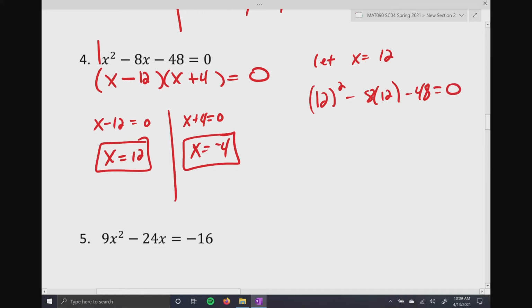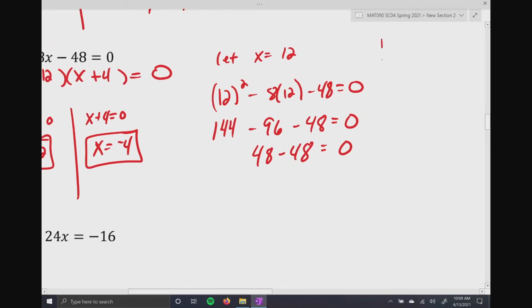So 12 squared is 144. 8 times 12, I think, is 96. 144 minus 96 is definitely 48. And 48 minus 48 is 0. Like, that should always work. All right? Provided your math is correct.